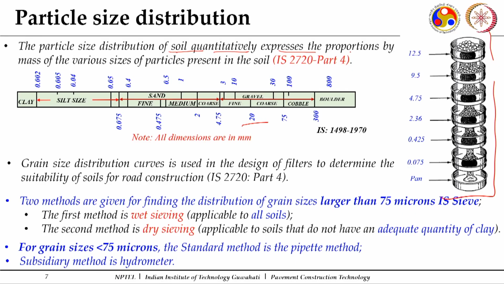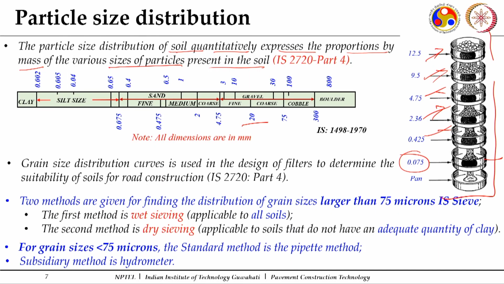So, the particle size distribution of soil quantitatively expresses the proportions of mass of various size particles present in the soil. I just want to see how much of the material is retained over 75 micron. All that gets retained over the above sieves forms a part of the material retained over 75 micron. I may be interested to know how much percentage is passing the 75 micron sieve. That will tell me how much of my soil is finer than 75 micron, so how much chance there is that it is silty in nature, and then I may even look to know how much is finer than 2 micron.